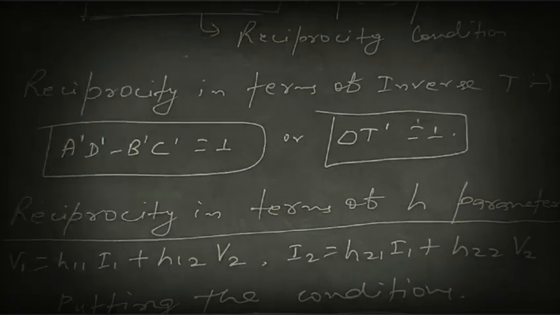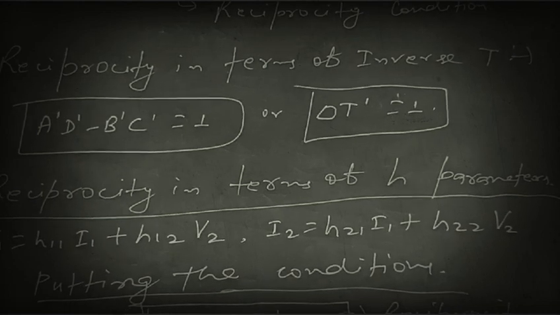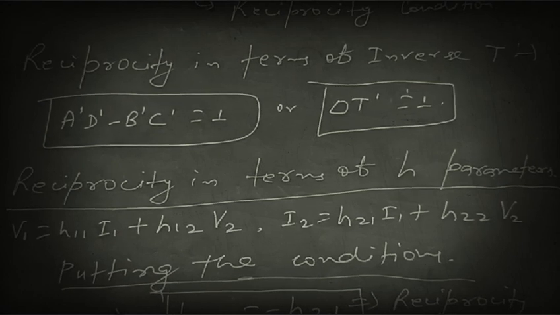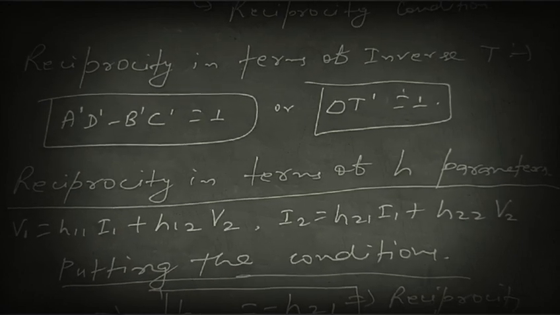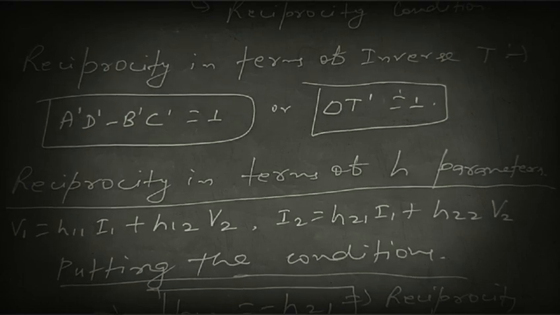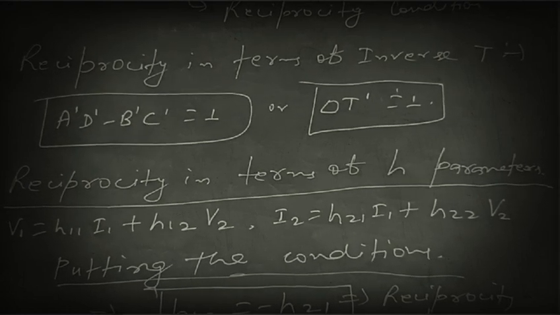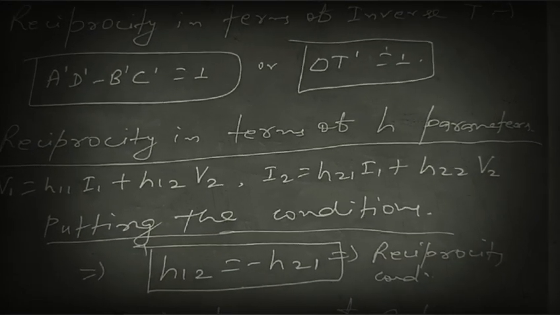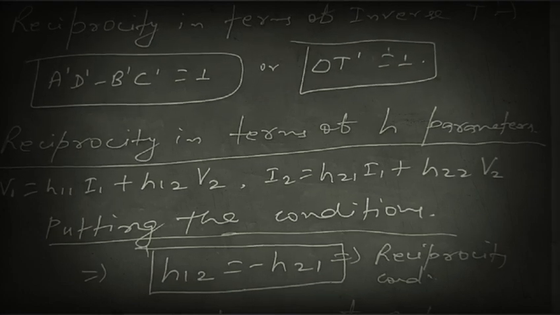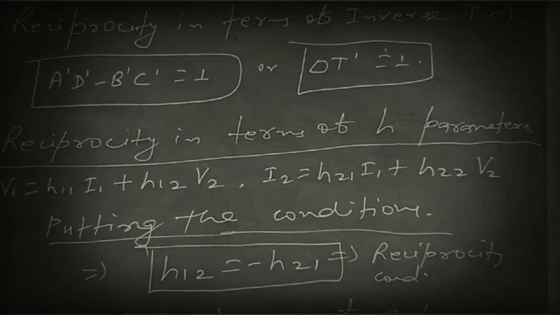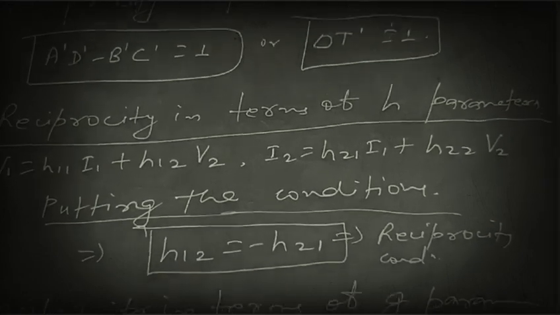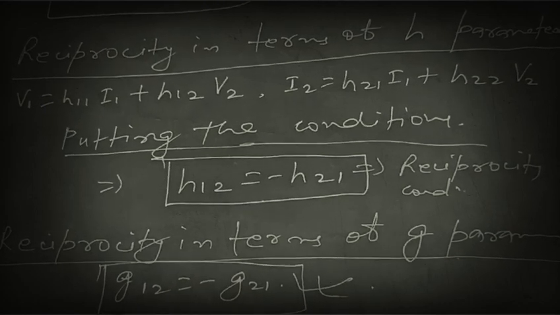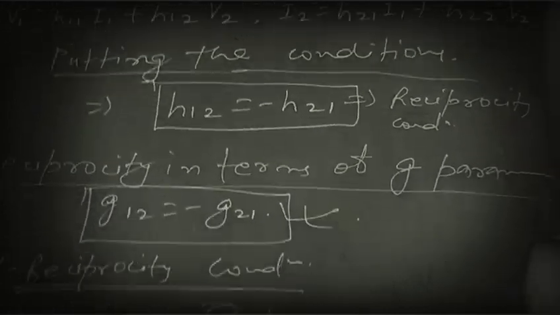Next, the condition of reciprocity in terms of hybrid parameters. So first we will write the equation of hybrid parameters. V1 is equal to H11 into I1 plus H12 into V2. Similarly, I2 will be equal to H21 into I1 plus H22 into V2. So after putting these conditions, we get H12 equal to minus H21. So this is the condition of reciprocity for hybrid parameters, that is H12 should be equal to minus H21. Similarly, when we find the reciprocity in terms of G parameters, we get G12 equal to minus G21.